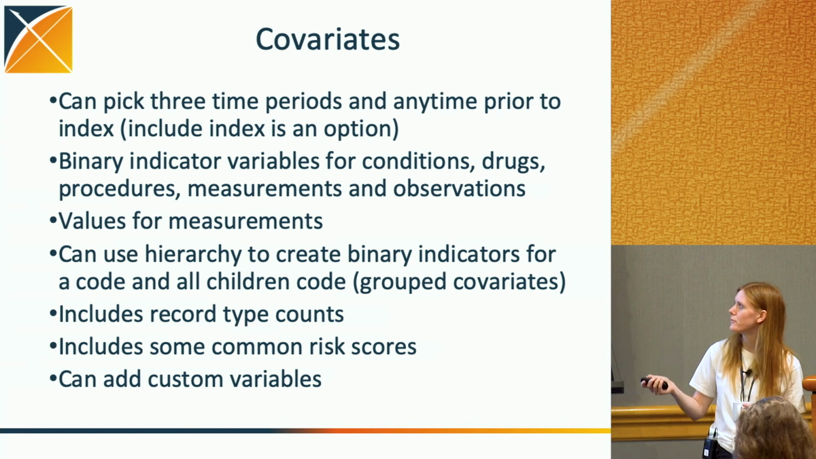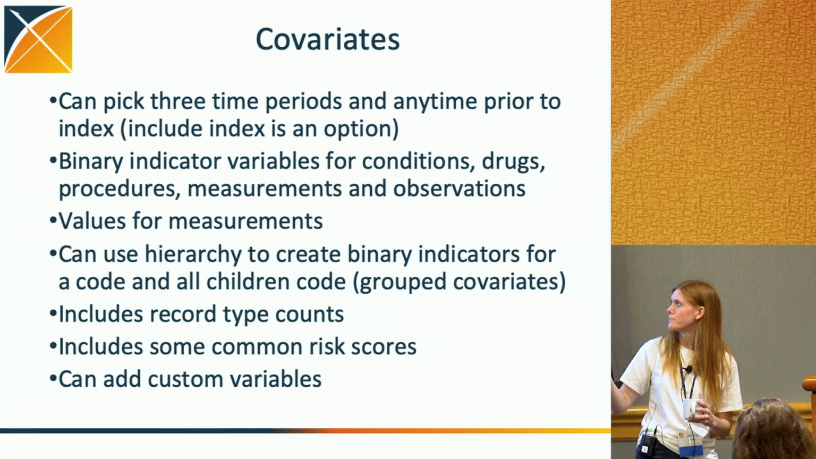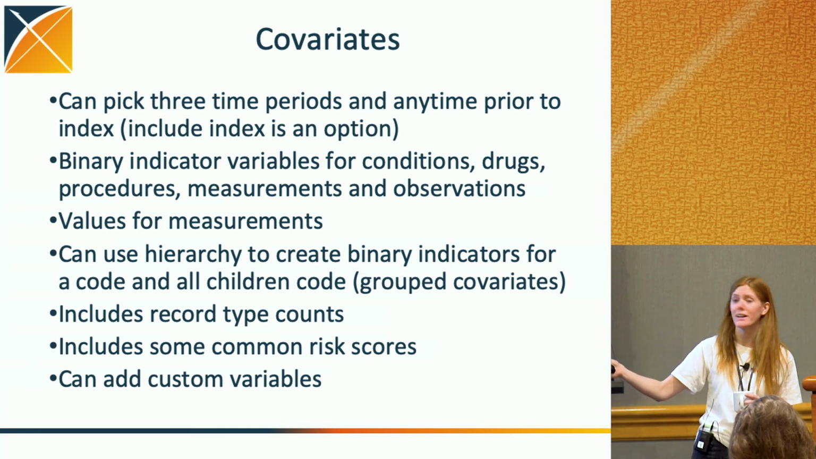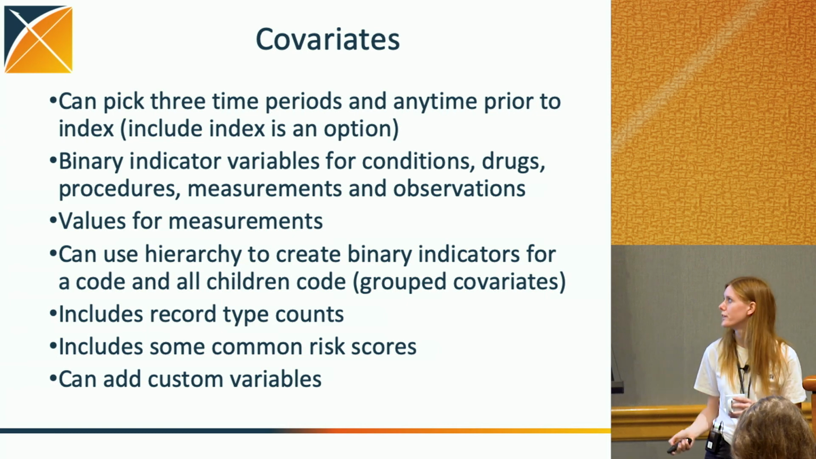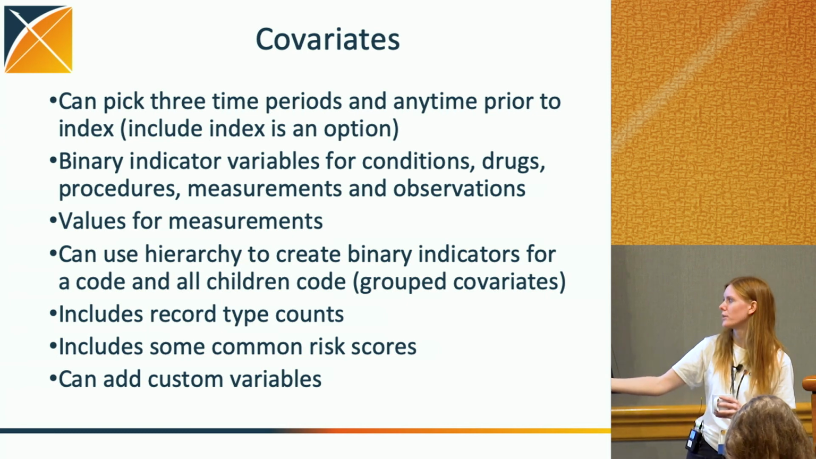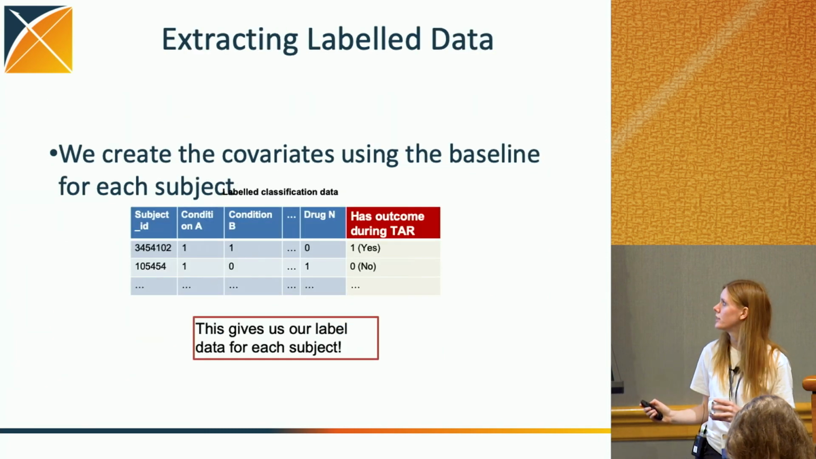We do have some values for measurements, but it uses the last measurement value. So if you said, okay, I want to get the HbA1c measurement all time prior, it will pick the last measurement that was recorded prior to index. So if you wanted to look at some trends of the measurements, you'd at the moment need to do a custom covariate.